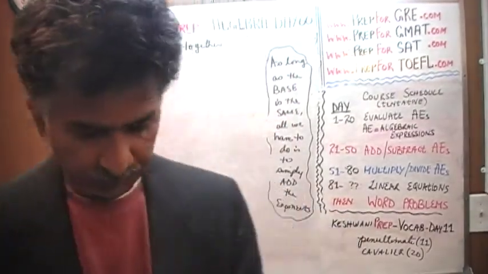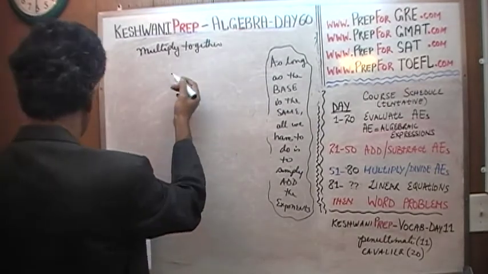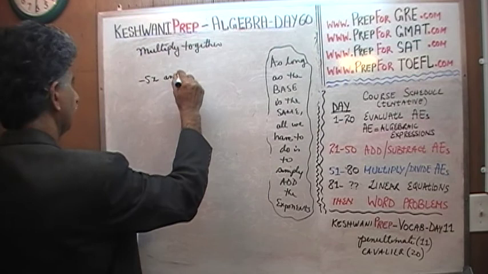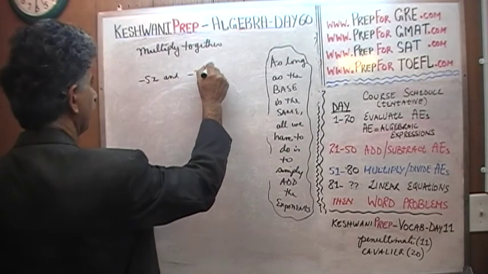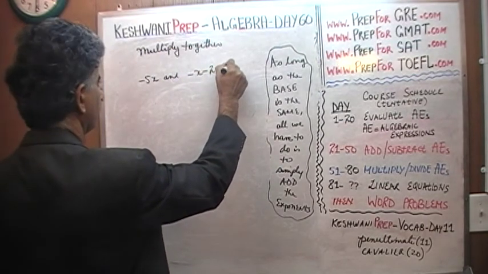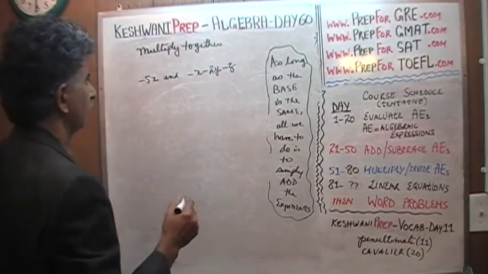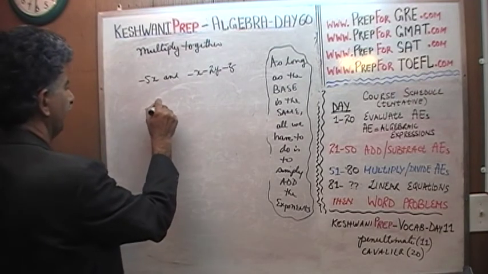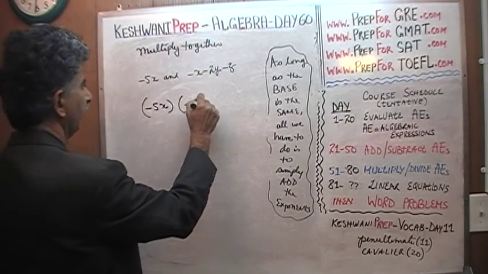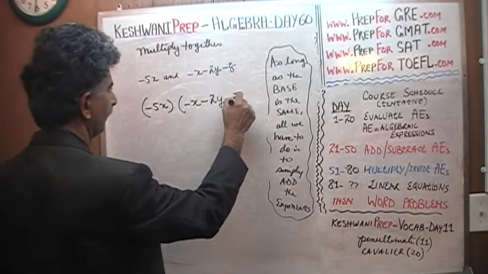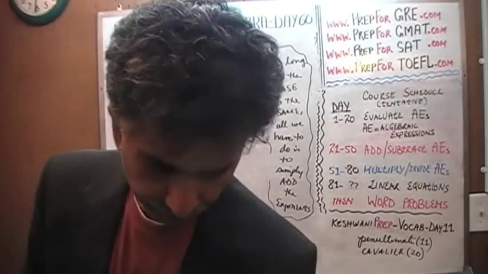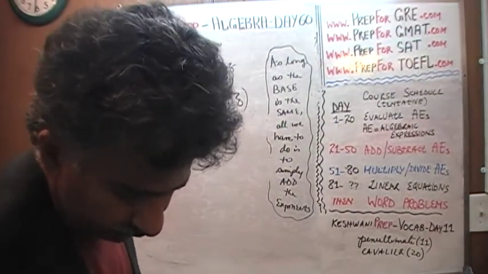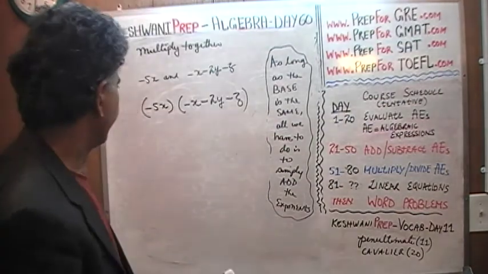So here's the problem. We are asked to multiply together negative 5x and negative x minus 2y minus z. So let's do it then. We have to multiply them together. So negative 5x, negative x, negative 2y, negative z. And now we have to distribute negative 5x. It's called distributing negative 5x.